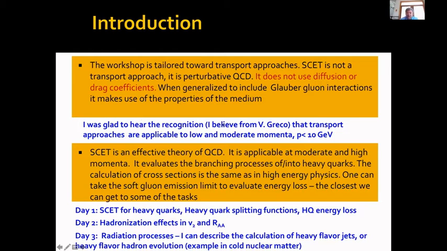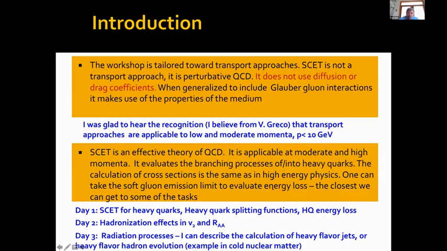Also, a comment about applicability. I was glad to hear yesterday, and I believe it may have come from Vincenzo, I'm not 100% sure, that transport approaches are applicable to low and moderate PT. And so SCET, on the other hand, being a perturbative approach, is applicable to moderate and high PT. So if I show calculations that go below 5 GeV, this is an extrapolation in terms of radiative energy losses or branching processes. SCET stands for soft collinear effective theory. It's an effective theory of QCD applicable in those momenta.